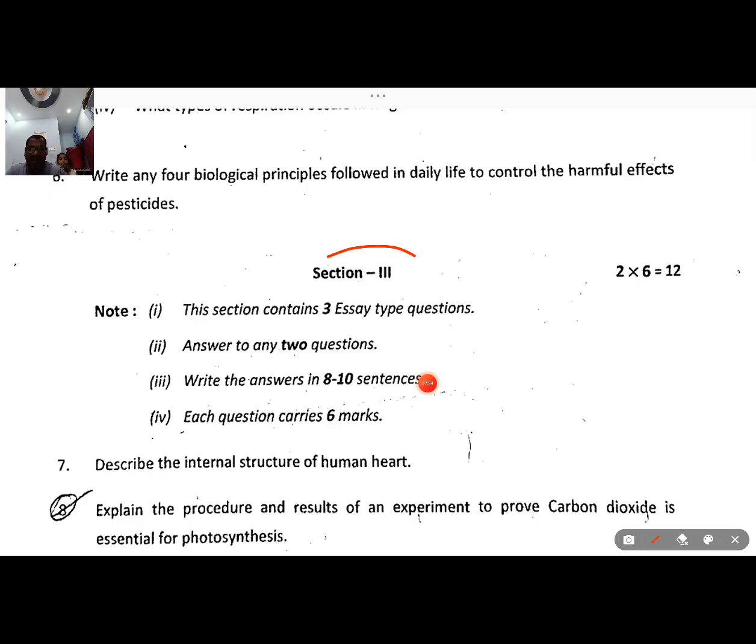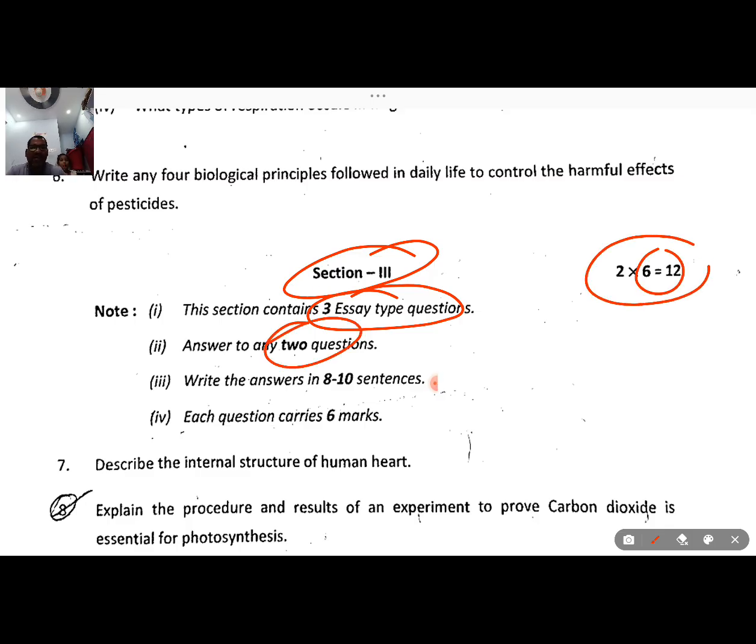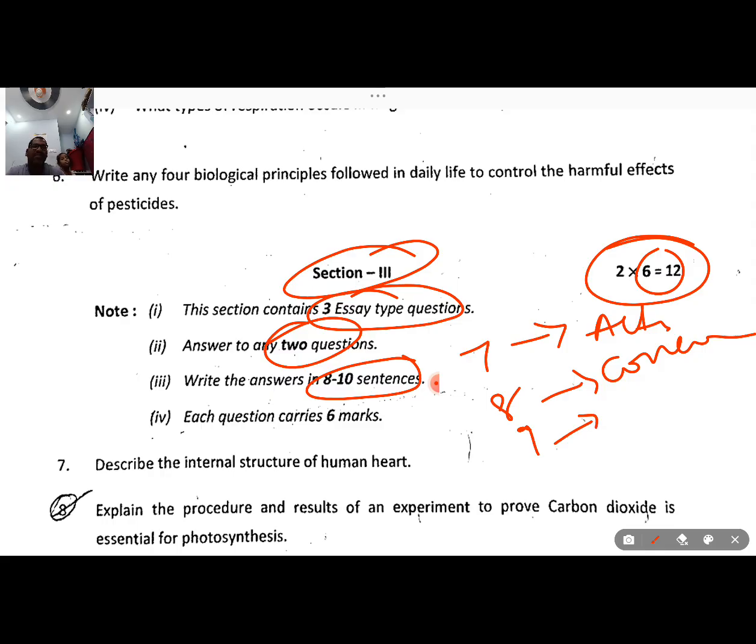And if you go to the third section, 3 questions will be given, but you need to do only 2. Every question carries 6 marks, so a total of 12 marks will be covered. You need to write the answer in 8 to 10 sentences. So what are the main things in this? You will have a seventh question, eighth question, and ninth question. One question you'll get from the activities, lab activity, one question is conceptual understanding, and one question is based on a diagram.